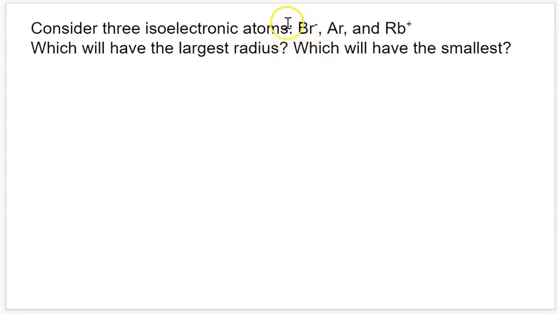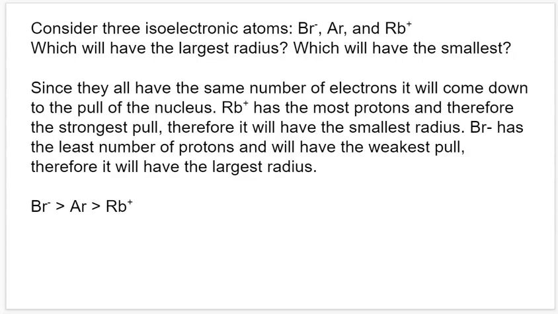When bromine gains 1 electron, it's going to be similar to argon. When rubidium loses 1 electron, it's also going to be similar to argon in terms of the total number of electrons available to it. So they all have the same number of electrons. They all have the same amount of full subshells. So what we need to consider here now is the charge of the nucleus.